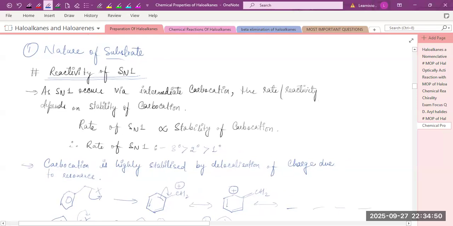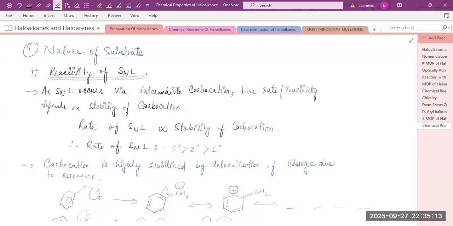First is the nature of substrate. Let's understand the reactivity in nucleophilic substitution reactions. First, what will we see? The reactivity of SN1. What is the reactivity order of SN1? The rate of reaction is 3 degree, then 2 degree, then 1 degree.